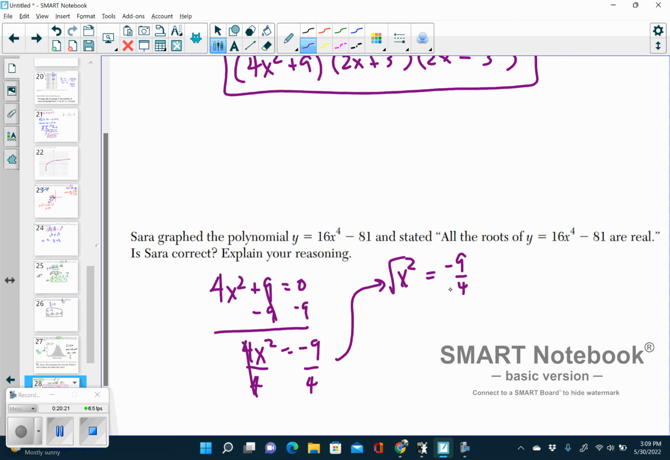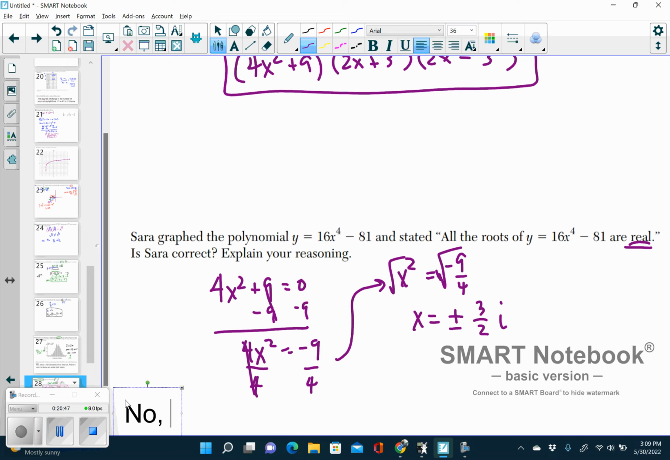So I'm going to take the square root, and I'm going to get x is equal to plus or minus, and boom, I have a negative sign under the radical, which means that I'm going to get an i, which means imaginary, not real, and I'm going to have 3 over 2. So x equals plus or minus 3 over 2i. Is Sarah correct? So we're going to say no.